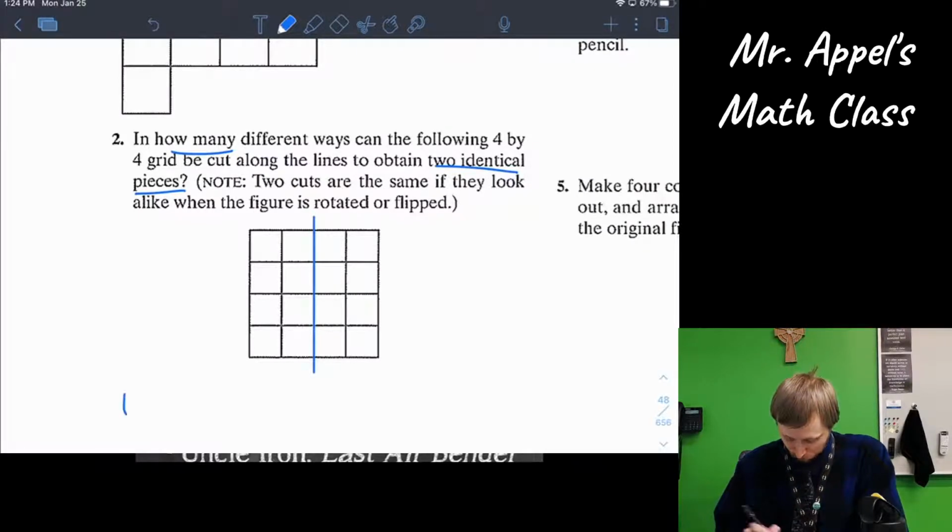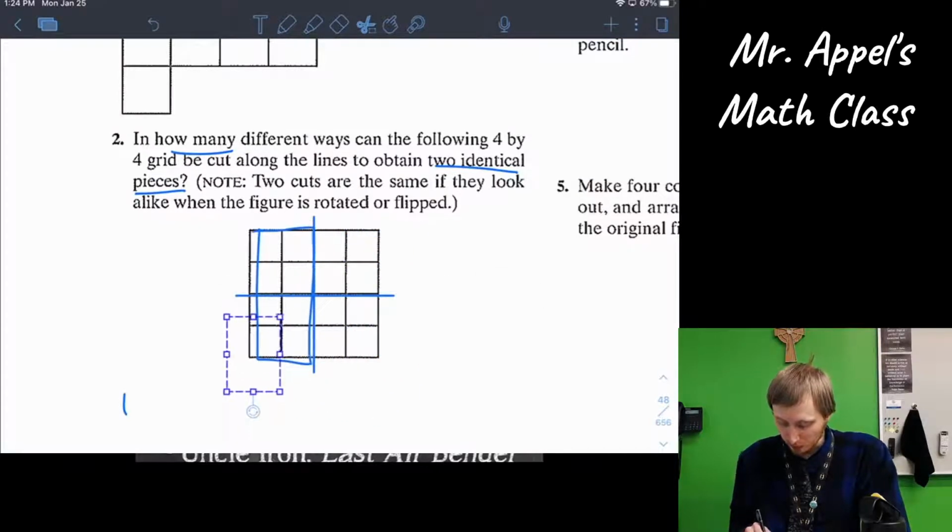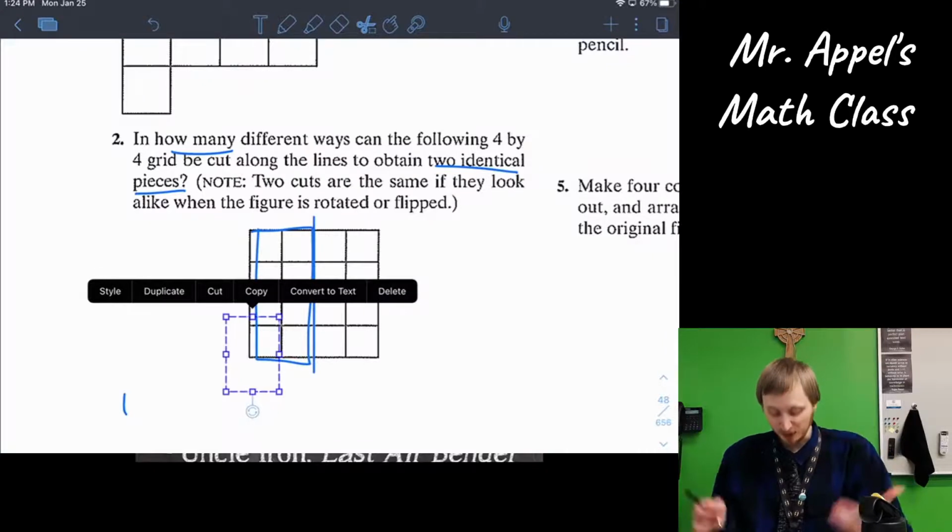Okay. Maybe make a tally mark. And you could go the other way, right, horizontally would work as well, but that would still give you this rectangle, right, which they said if I can rotate or flip it to get the same thing, that counts as the same.